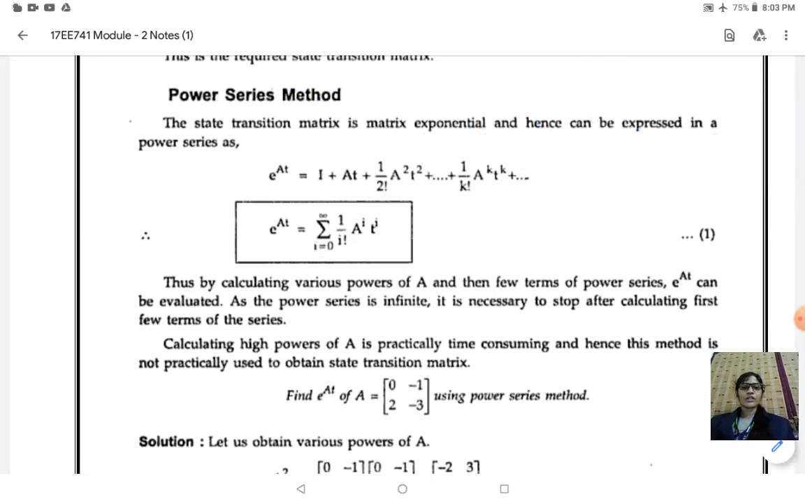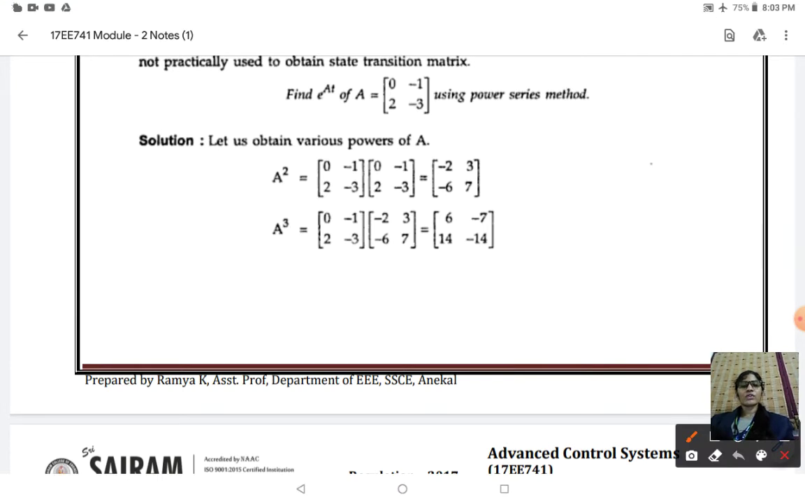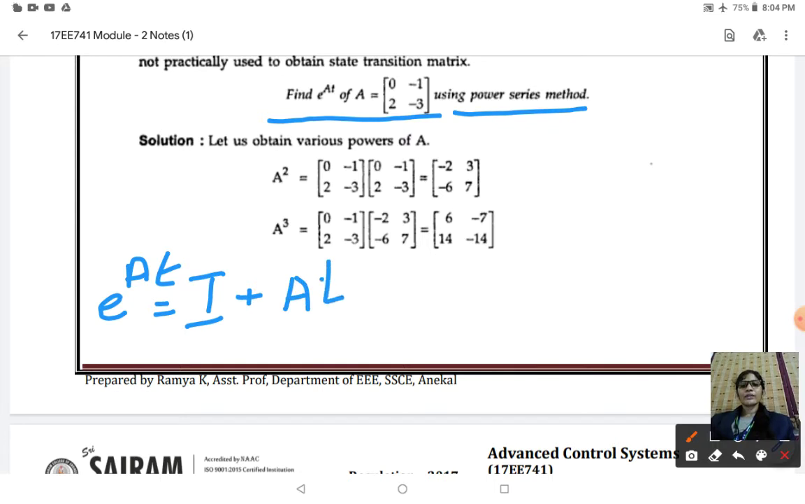Now we'll solve one problem under this. Take the same problem which we have solved earlier using the Laplace transformation method. Find e to the power of At for A equal to [0, 1; -2, -3] using the power series method. So what is the formula to identify e to the power of At in the power series method? e to the power of At is equal to I plus At plus A square t square, and it goes on. Here what is the order of the matrix? The order of the matrix is 2 cross 2.